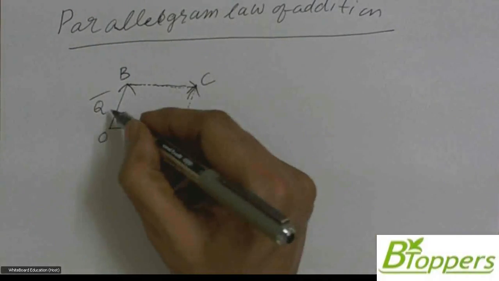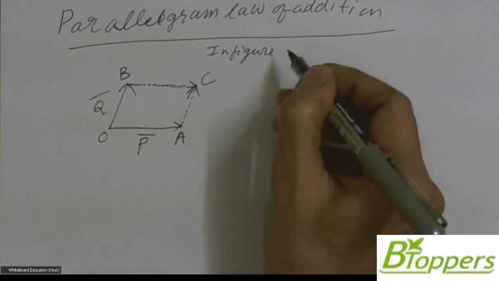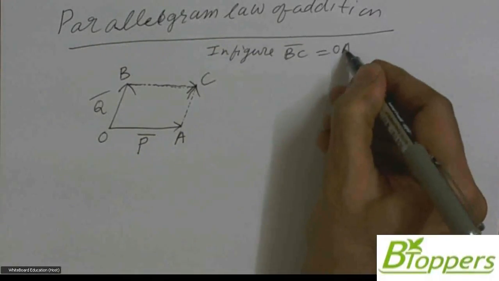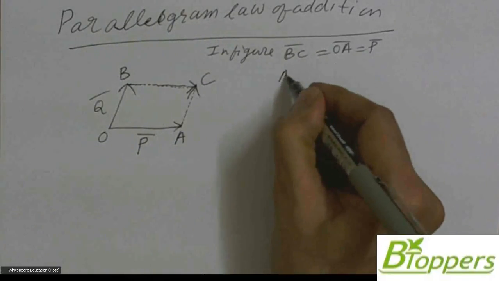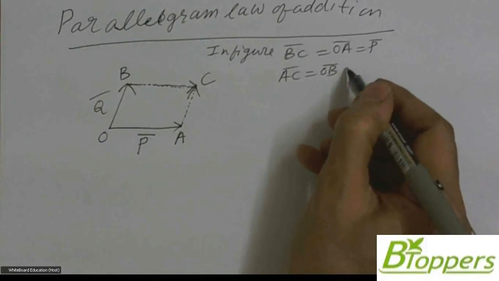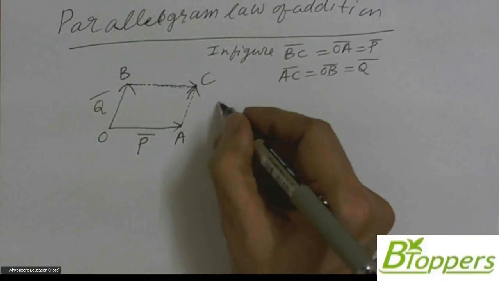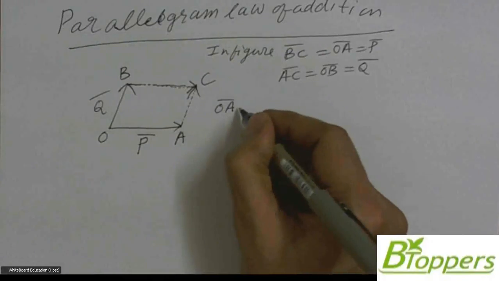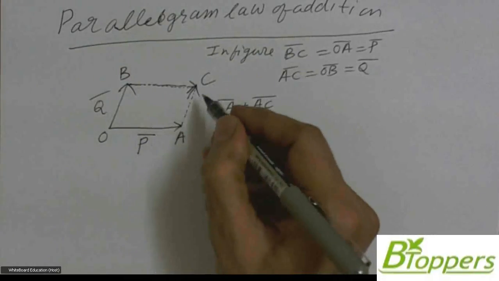Therefore, from the figure we can say BC bar equal to OA bar equal to P bar, and AC bar equal to OB bar equal to Q bar. So from the triangle law of addition of vectors, we can write the vector sum of OA bar and AC bar will be equal to OC bar.